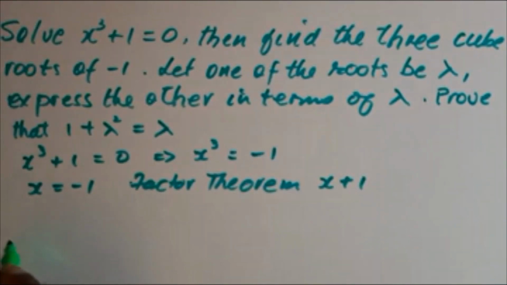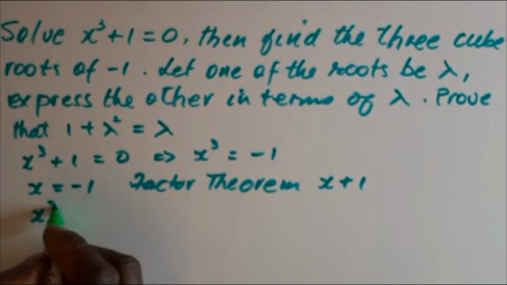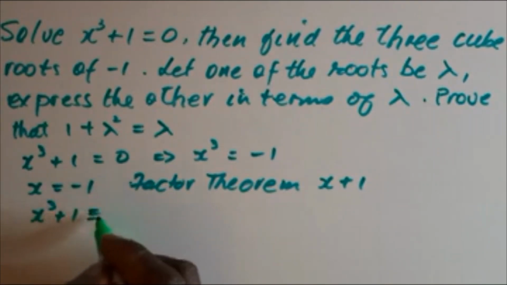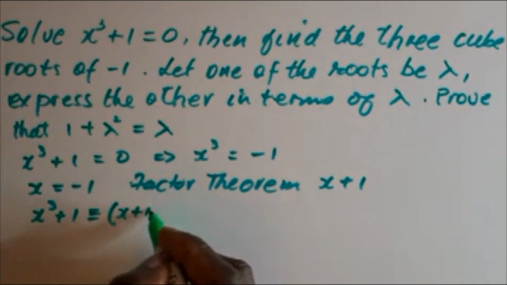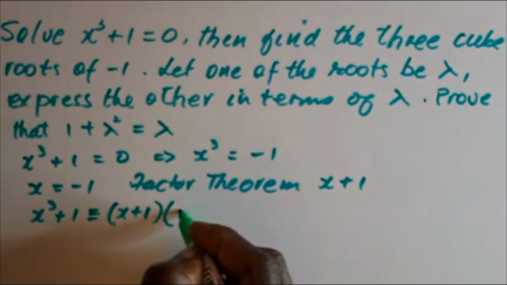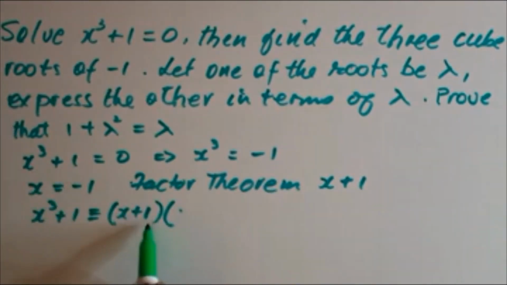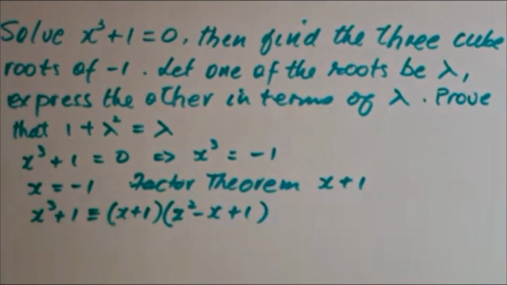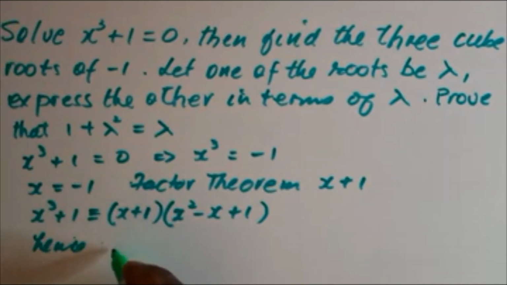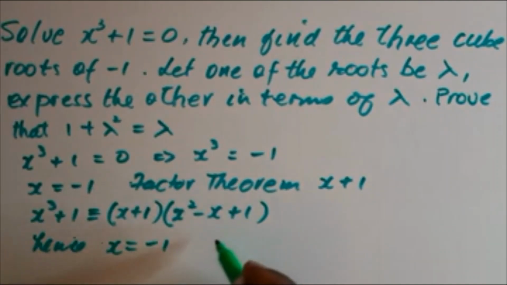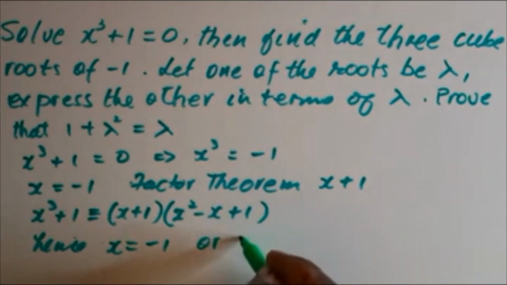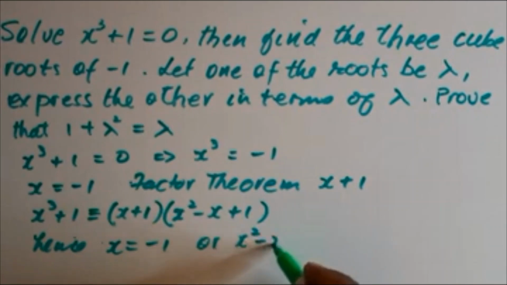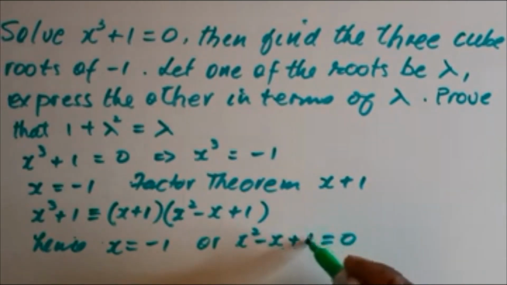So now we can write that x cubed add 1 is equivalent to x add 1, one of its factors, times something. If we divide x cubed add 1 by x add 1, we have x squared minus x add 1. Hence, we have that x is equal to negative 1, or we have x squared minus x add 1 is equal to 0.